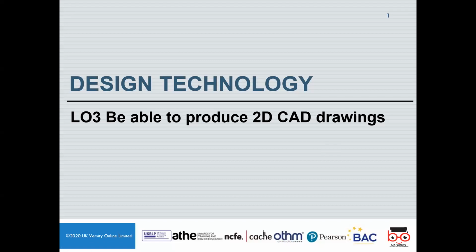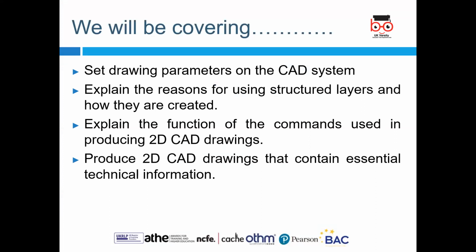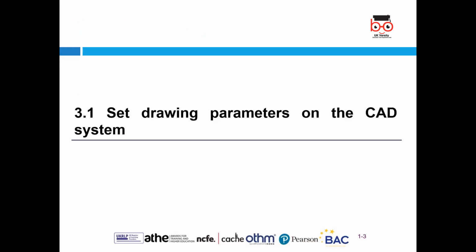Hello everyone. Today we will be going through learning outcome 3 of design technology, which is to be able to produce 2D CAD drawings. In this session, we will be covering setting drawing parameters on the CAD system, which is the computer aided drawing system. Then we will explain the reasons for using structured layers and how they are created. And explain the functions of the commands used in producing 2D CAD drawings and produce 2D CAD drawings that contain essential technical information. So first we look into setting drawing parameters on the CAD system.